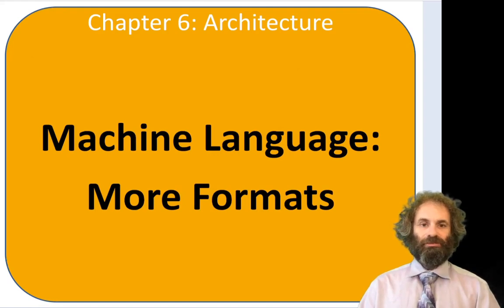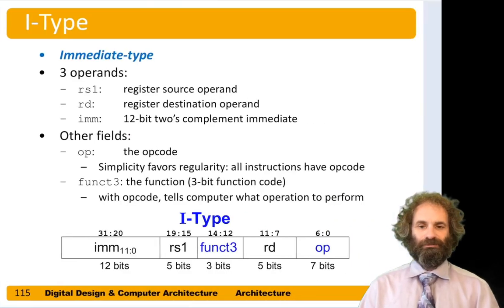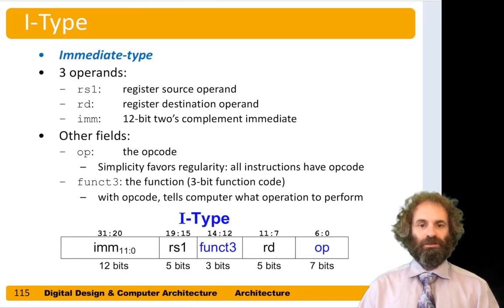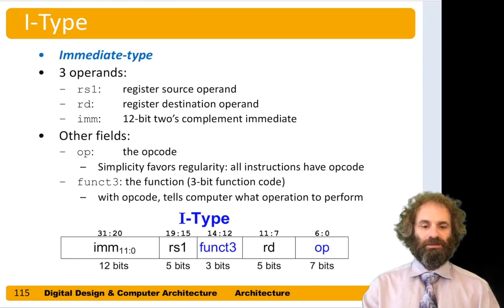Hello! In this video, we'll talk about the other machine language formats for RISC-V. So, the second format is I-type. This stands for immediate type. And I-type instructions also have three operands.